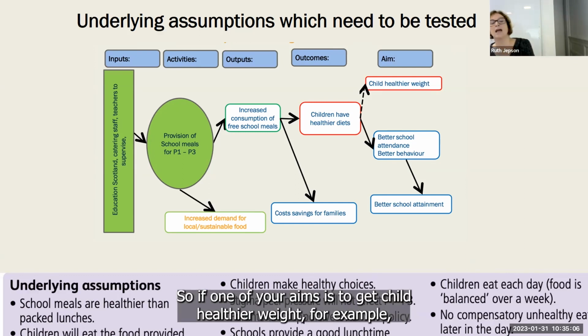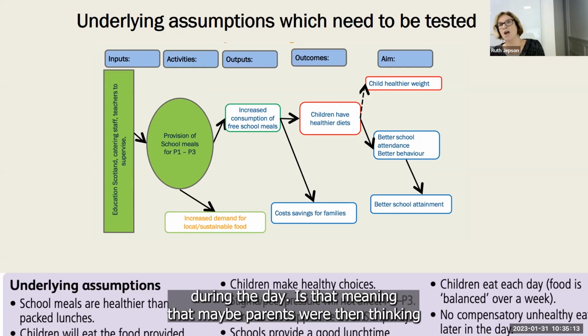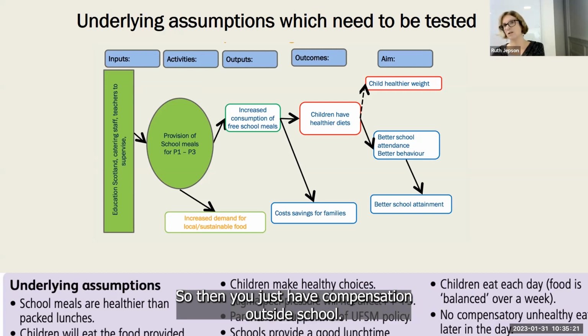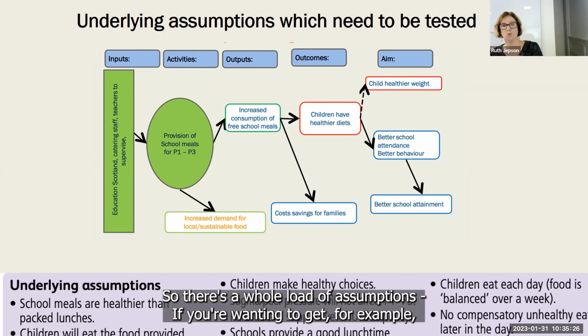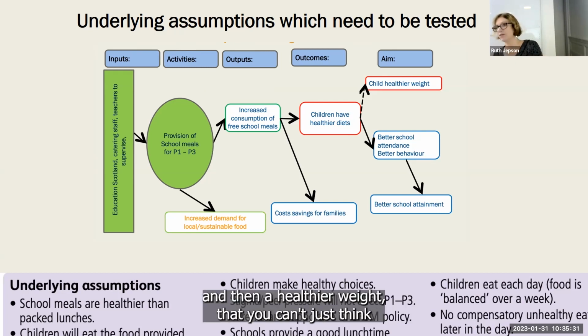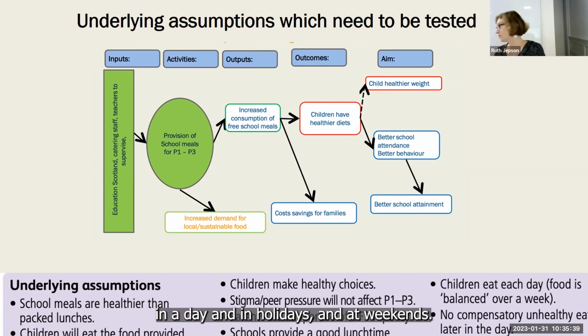So if one of your aims is to get children to a healthier weight, for example, and you're thinking, I'm going to give the child a meal during the day, does that mean that maybe parents think, oh, I don't need to then give my child a healthy meal at night? So then you just have compensation outside school. So there's a whole load of assumptions if you're wanting to get, for example, children having overall healthier diets and then a healthier weight, that you can't just think about the school meal in exclusion from everything else that a child eats in a day and in holidays and at weekends.